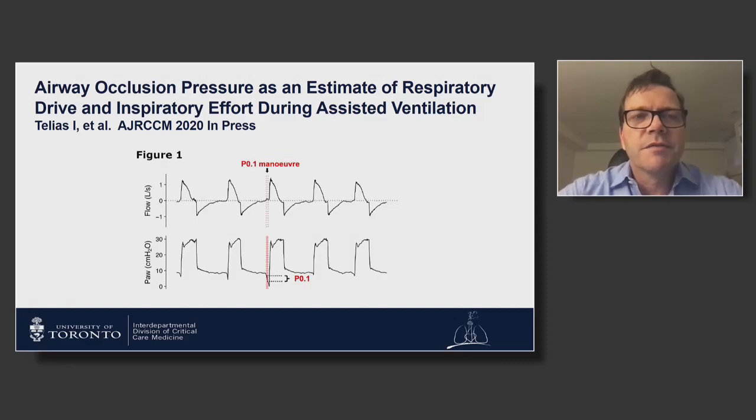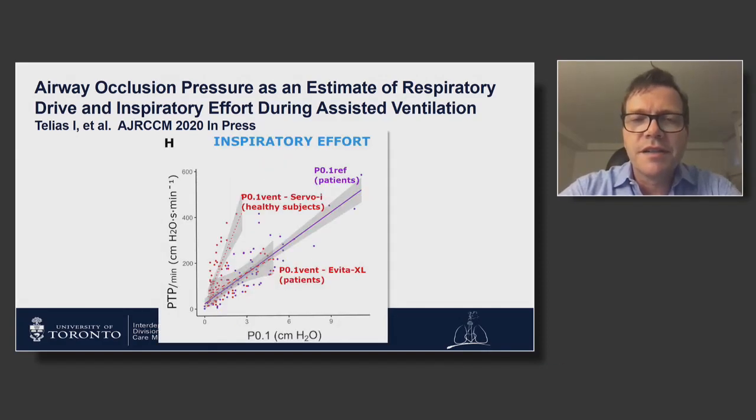So Irene Telias, one of our clinical and research fellows, has just published this nice paper as part of her PhD work, showing that the P0.1, this is the airway occlusion pressure measured in the first tenth of a second of a breath, shown here. There's a brief inspiratory hold, and the patient makes an effort, and the machine will automatically measure the deflection of pressure. Next slide. This correlates very nicely with patient effort. Next slide.